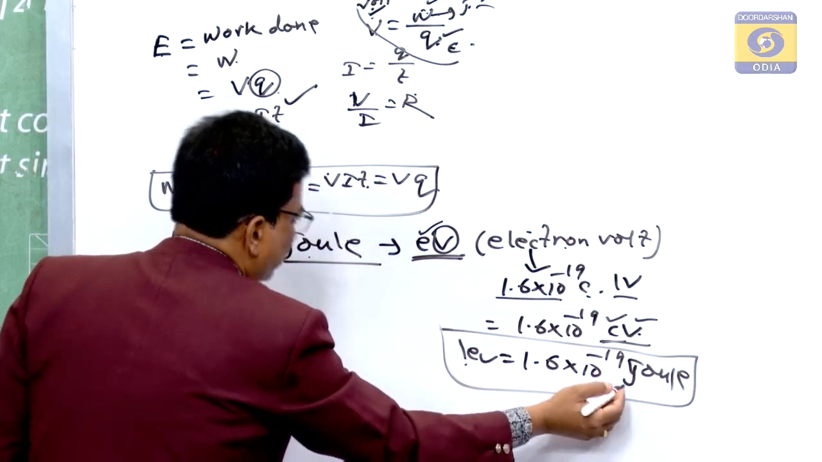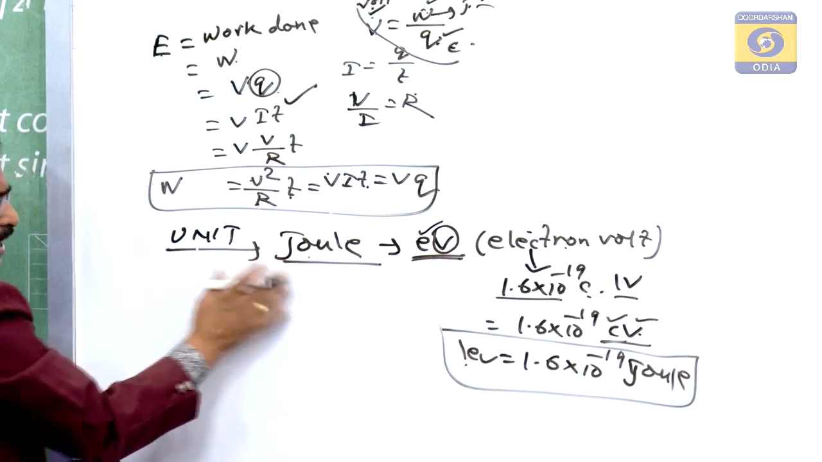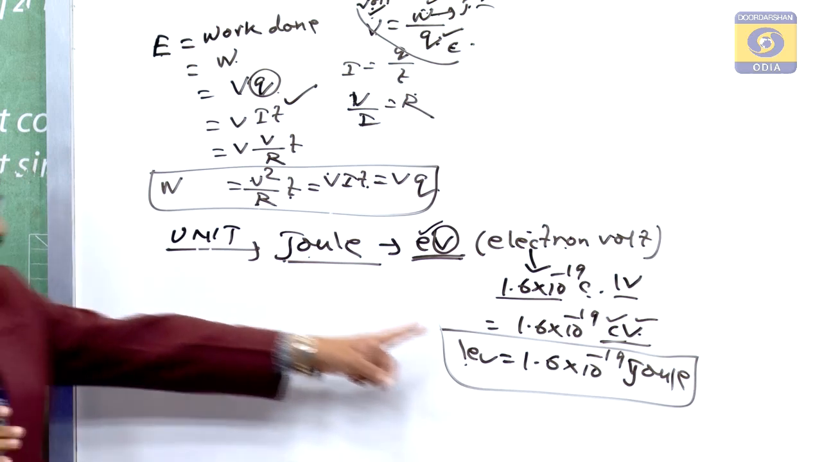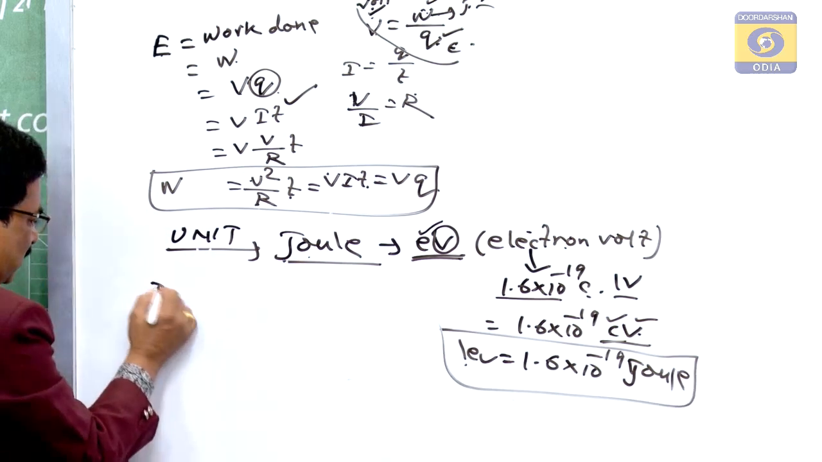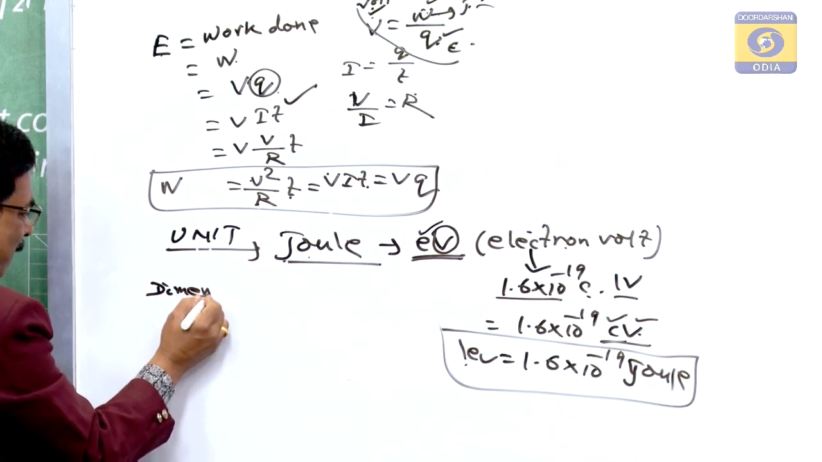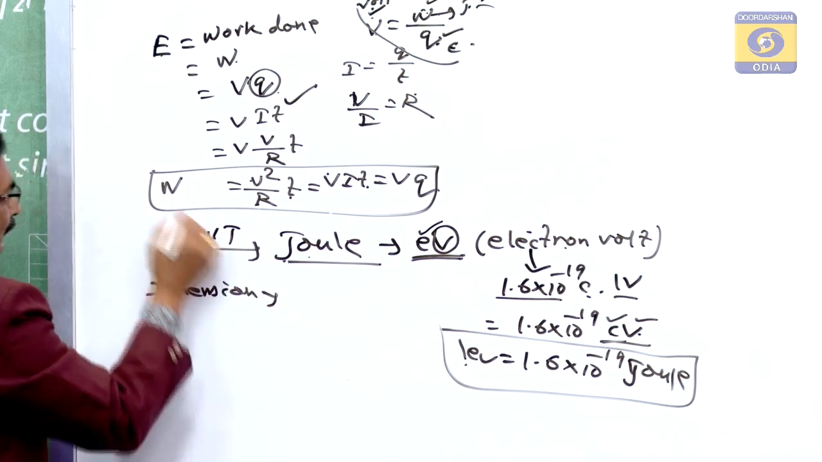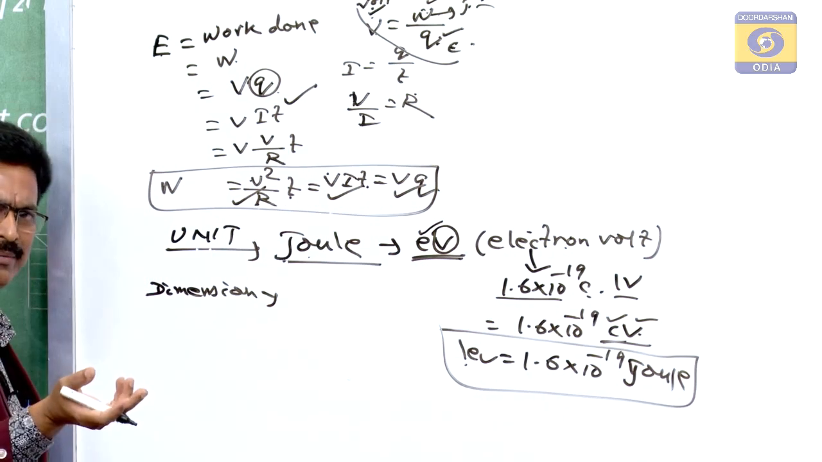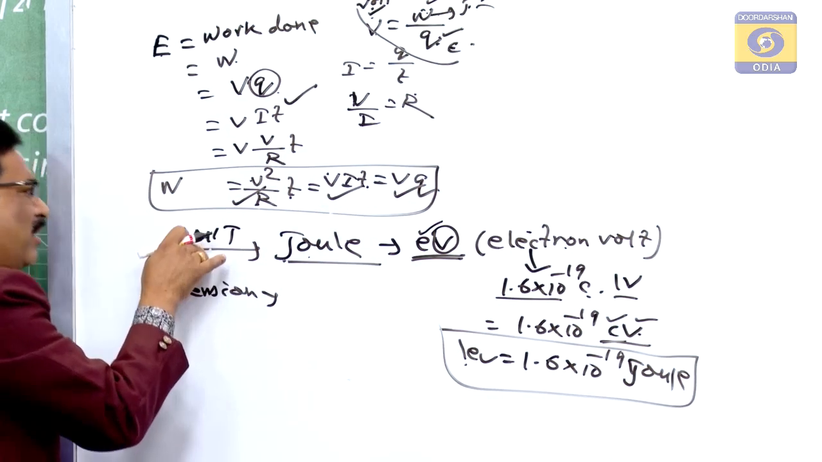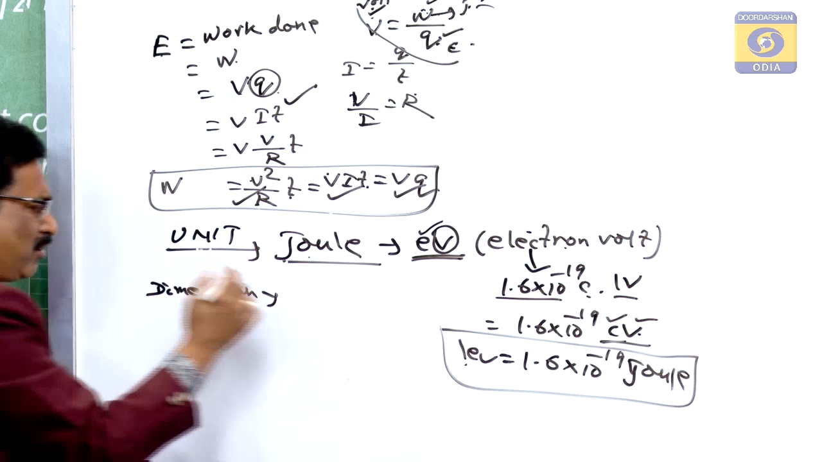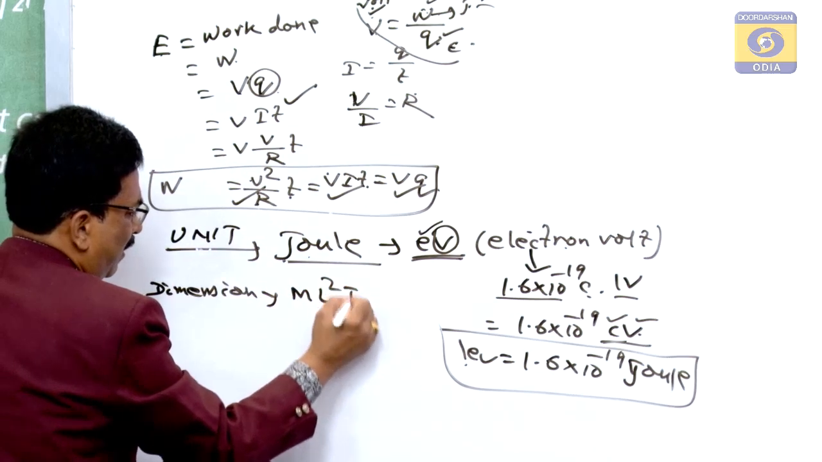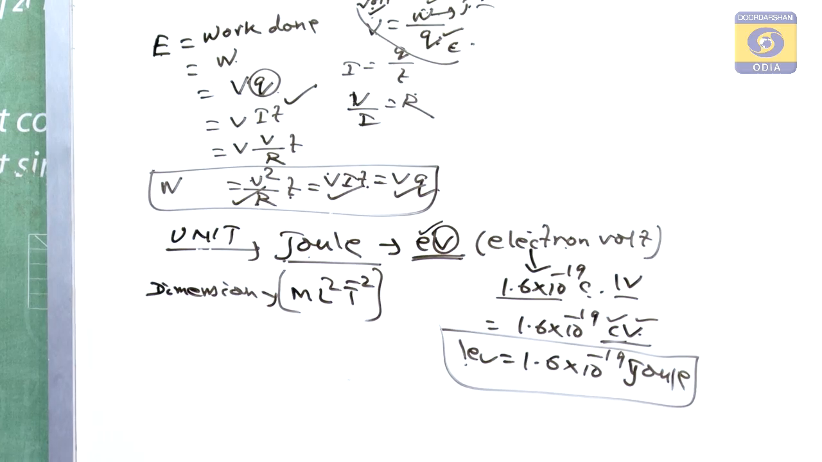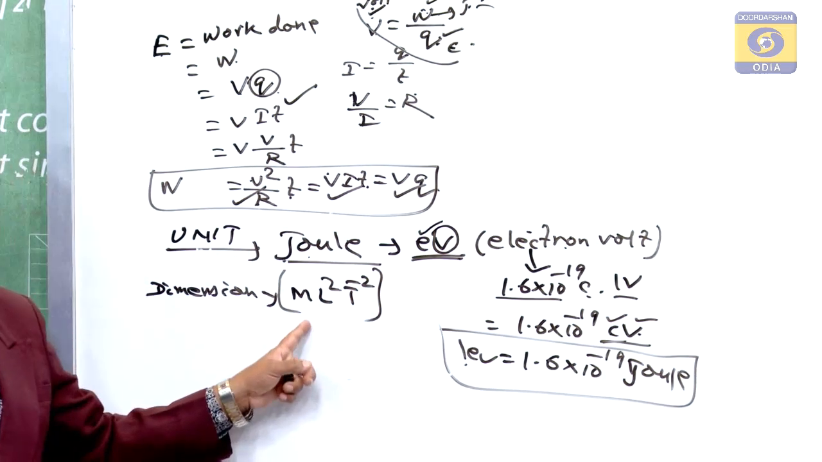So 1 eV is equal to this much. So this is the electrical energy. The unit is the joule. Then what is its dimension? Whatever formula you apply, this is the work. Energy means it is the work. So the work dimension is ML square T to the power of minus 2. So this is the unit, this is its dimension.